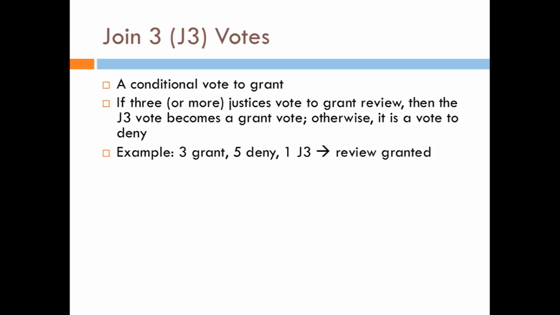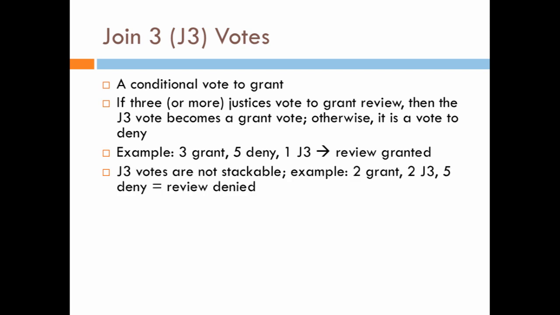So, for example, if there are 3 grants, 5 denies, and 1 join 3, then review is granted. If there are 2 grants, 6 denies, 1 join 3, that join 3 switches to a deny, right? So the join 3 is strictly if there are 3 grant votes. Join 3 votes are not stackable. So, for example, if there are 2 grants, 2 join 3, and 5 denies, the review is denied because those 2 join 3s don't have enough straight up grants to join, and so those join 3s function as denies.